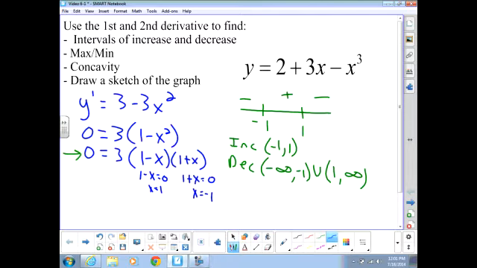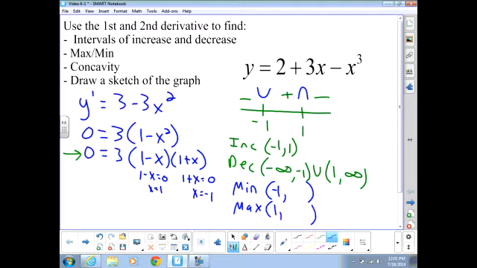We are going from decrease to increase, so we'll have a minimum at negative 1. We're going from increase to decrease at positive 1, so we'll have a maximum. So our min is going to be negative 1 comma something. Our max will be 1 comma something.